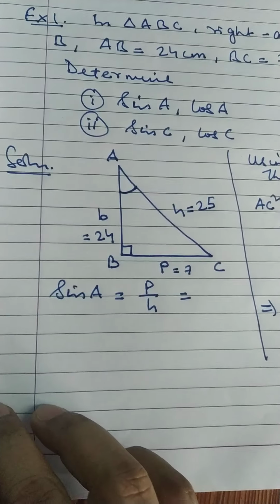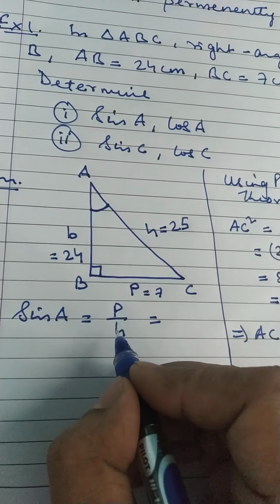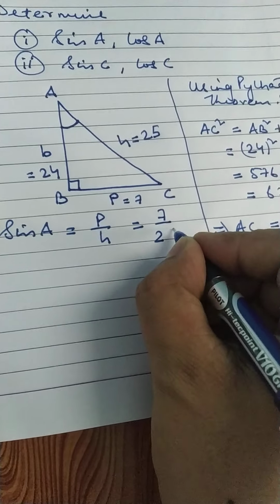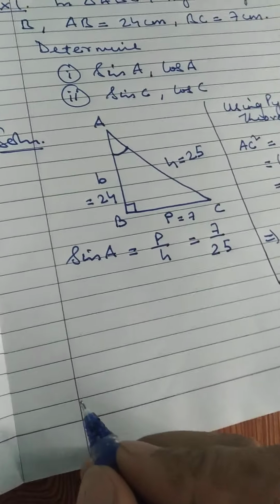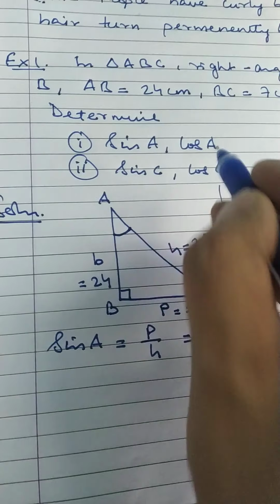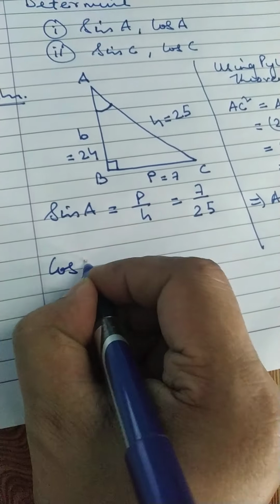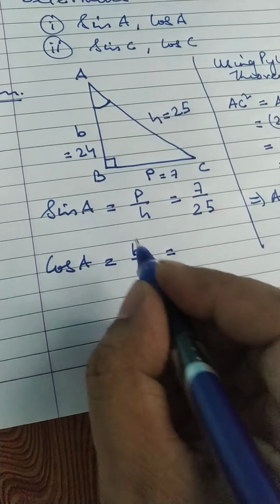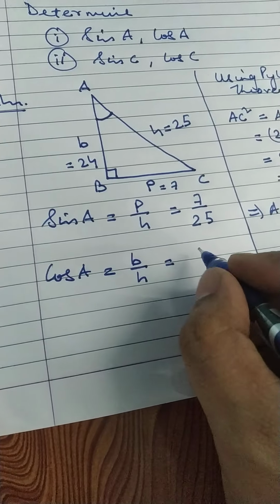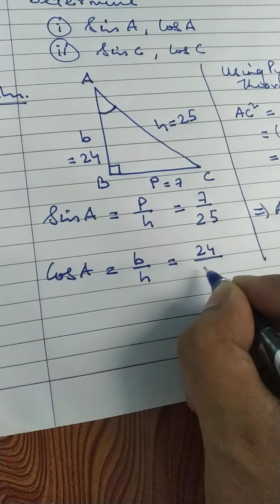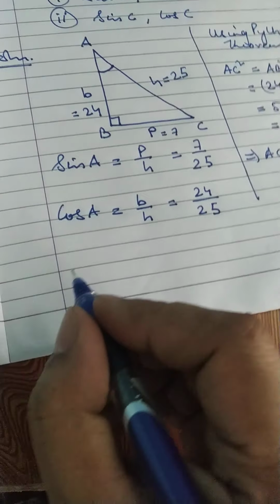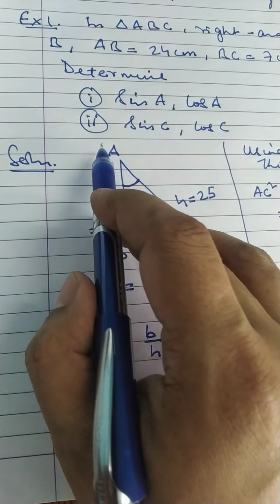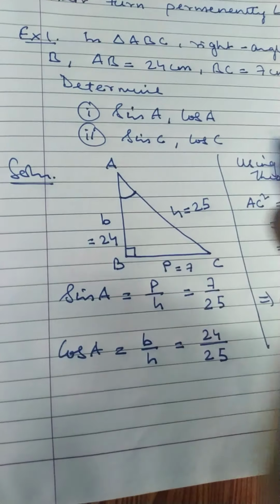Now sine A. Sine A is P by H, some people have. So P is equal to 7 and H is equal to 25. So this is our sine A, 7 by 25. Now we have to determine also cos A. And cos A is B by H, curly brown hair. So B is 24 and H is 25. So cos A is 24 by 25. Firstly, we had to calculate sine A and cos A. Secondly, we have to calculate sine C and cos C.